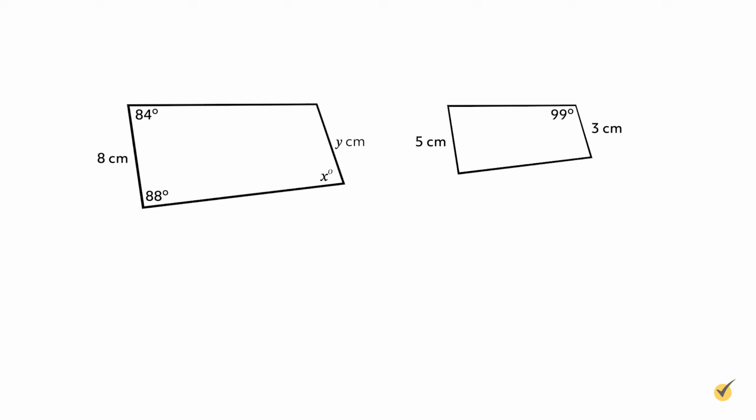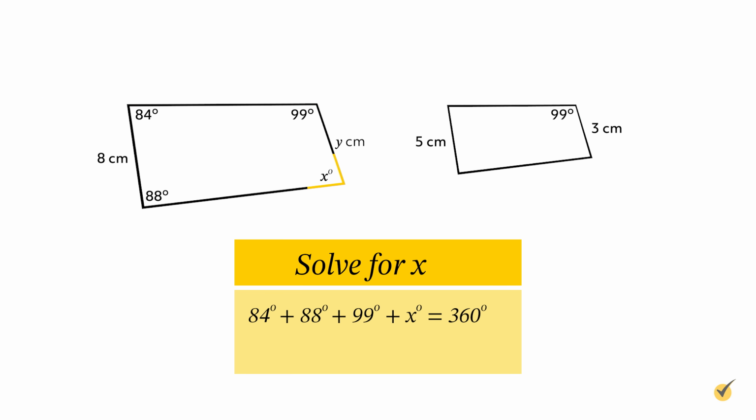Here's a sample problem. Find the missing angle and side of these similar quadrilaterals. We can use our knowledge of similarity to find these missing measures. Since the quadrilaterals are similar, all their corresponding angles will be the same. So the top right angle of our larger quadrilateral must be 99 degrees, just like it is in the smaller quadrilateral. And once we know that, we can find our missing angle x, because the interior angles of a quadrilateral must add up to 360 degrees. Therefore, x is equal to 89 degrees.